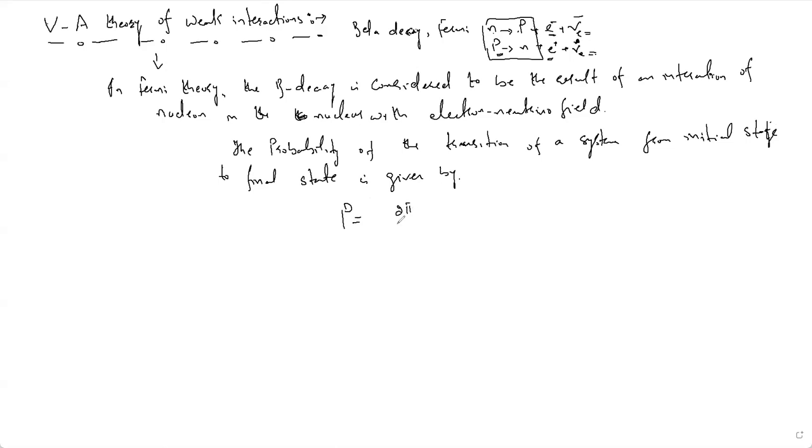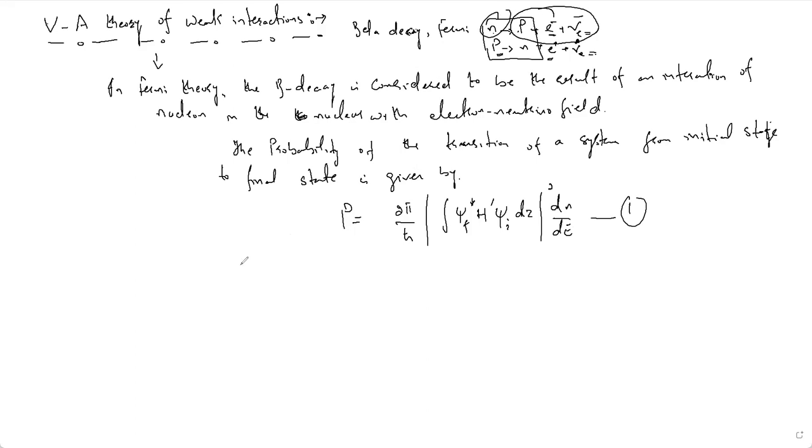It's given by P equals 2 pi by h cross, then mod of the integral of psi f star, perturbation operator H dash, psi i, that is the initial state, d tau, into dN by dE. Name this as equation first. What is this P? It is the probability of a transition of a system from the initial state to the final state. What is the initial state here? The initial state is the neutron. For the proton, the initial state is the proton. So the neutron is the initial state, and these two particles are the final state.